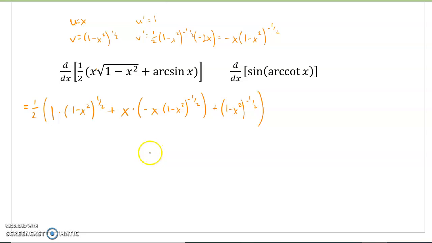All right, so that means that we can factor out a 1 minus x squared raised to the, well, the smallest exponent between 1/2, negative 1/2, and negative 1/2, which is negative 1/2. So what's left? Well, if we subtract negative 1/2 from this exponent, we get 1. So that's 1 minus x squared. And then we've got minus x squared, right?